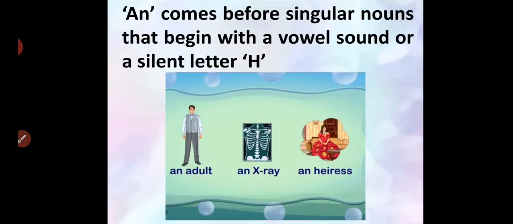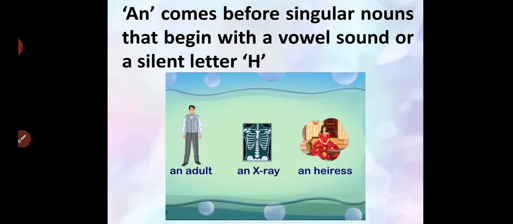So the next article is an. An comes before singular nouns that begin with a vowel sound or a silent letter. Sometimes we see words starting with H, and here H is silent. That we have to remember very carefully. Whenever you come across a word starting with A, E, I, O, U, you have to use an before that word. Sometimes you come across words starting with H, where H is silent.